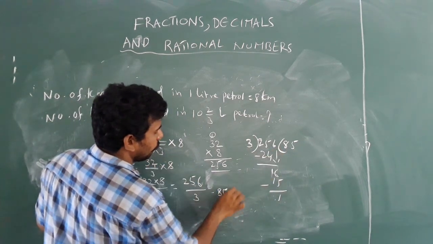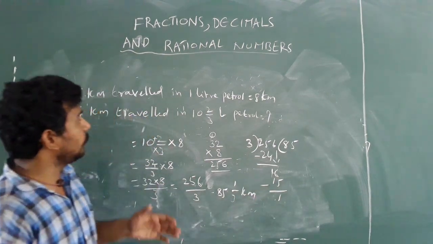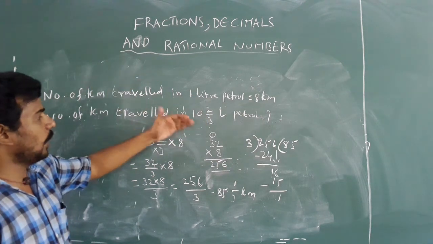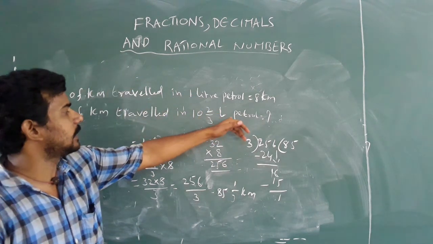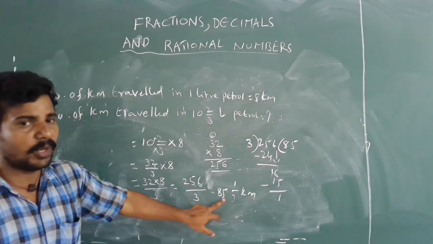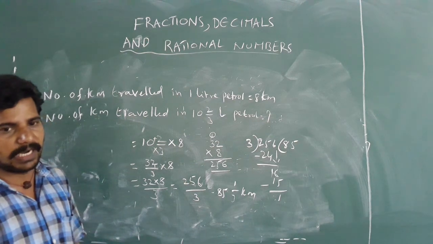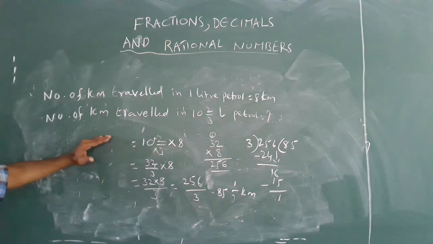So 85 1 by 3 kilometers traveled by using how many liters of petrol children? 10 2 by 3. So how many kilometers travel with 10 2 by 3 liters of petrol? 85 1 by 3 kilometers travel. Understood children?